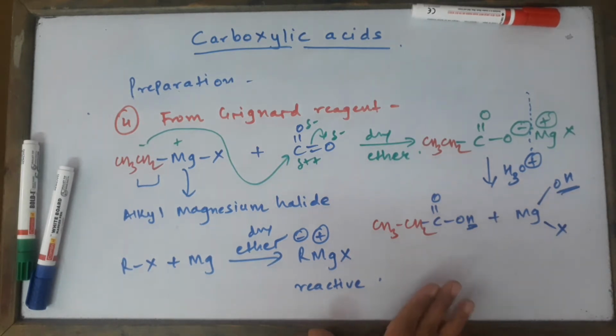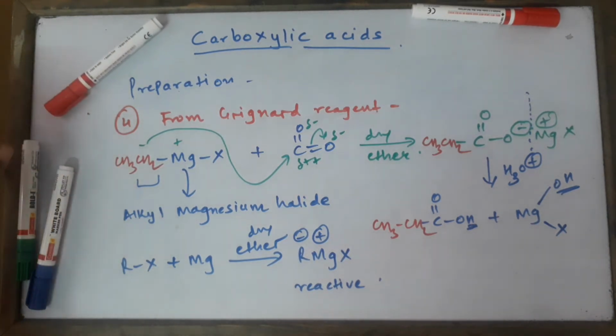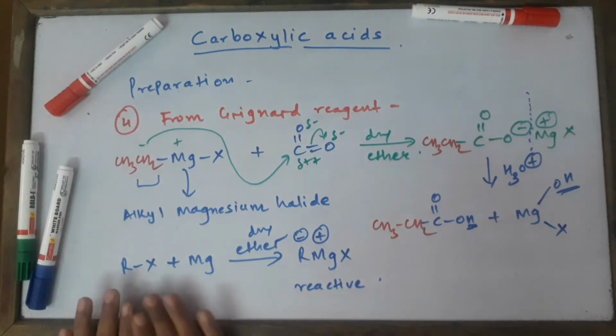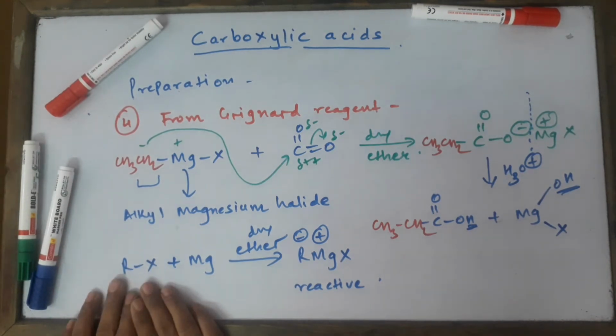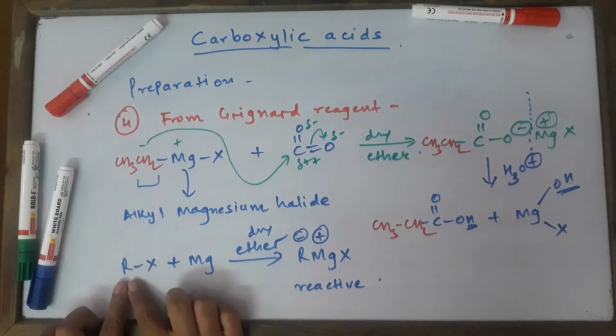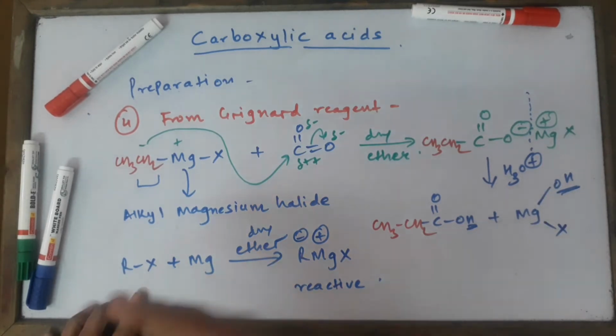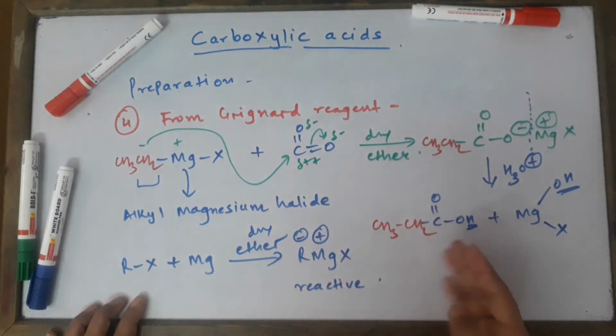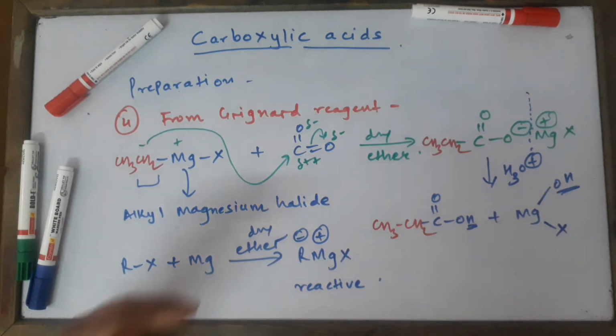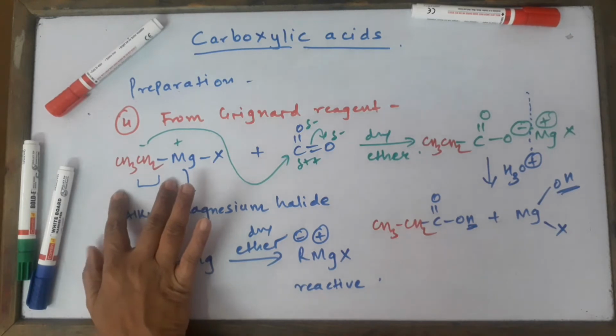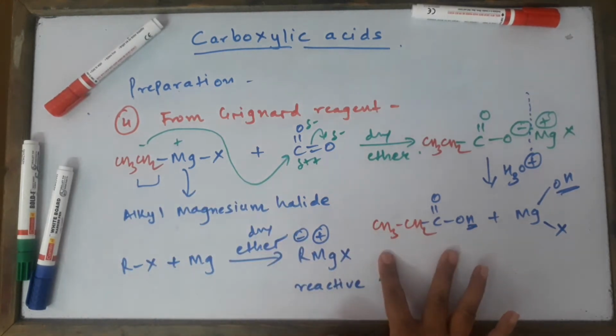Hope so it's clear to every child. One more thing before I forget, that this is a fantastic example of ascending the series, because here we can see that we start with the one carbon containing alkyl halide. I go to an acid which has got one extra carbon, because carbon dioxide is bringing one extra carbon. So if you start with 2 carbon atoms, you end up with 3 carbon atoms in the product.